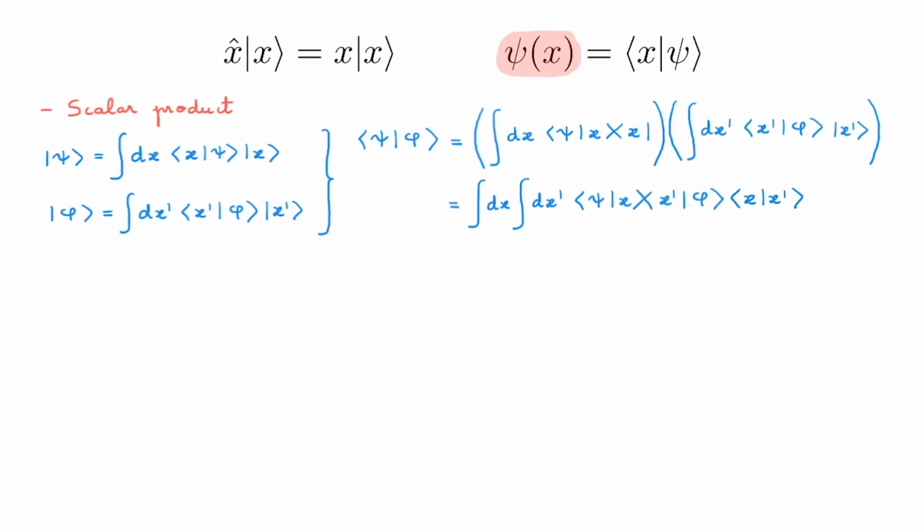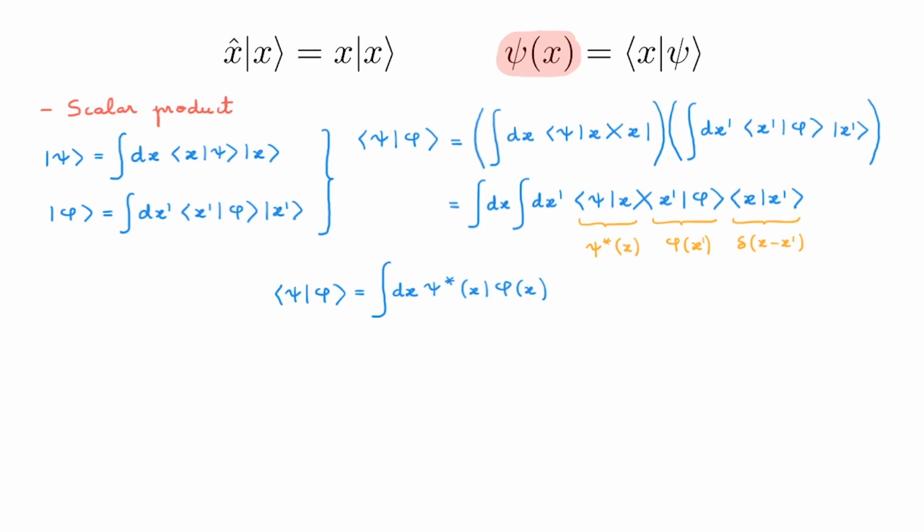We recognize psi of x as the definition of the wave function star, phi of x prime as the wave function phi of x, and the bracket of x with x prime as the delta function x minus x prime. The delta function makes the integral over dx prime very easy, and therefore we can write the scalar product between psi and phi as equal to the integral over dx of psi star x phi x. Those of you familiar with wave mechanics will immediately recognize this expression as the usual scalar product between two wave functions. But I want to emphasize that in our case we have derived it from more general ideas based on scalar products between kets in state space.